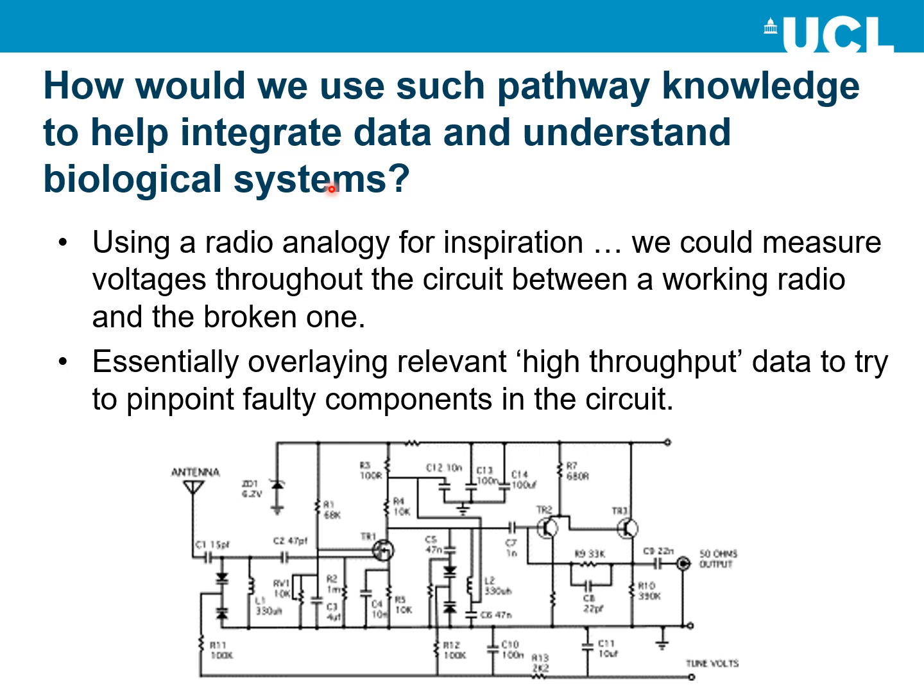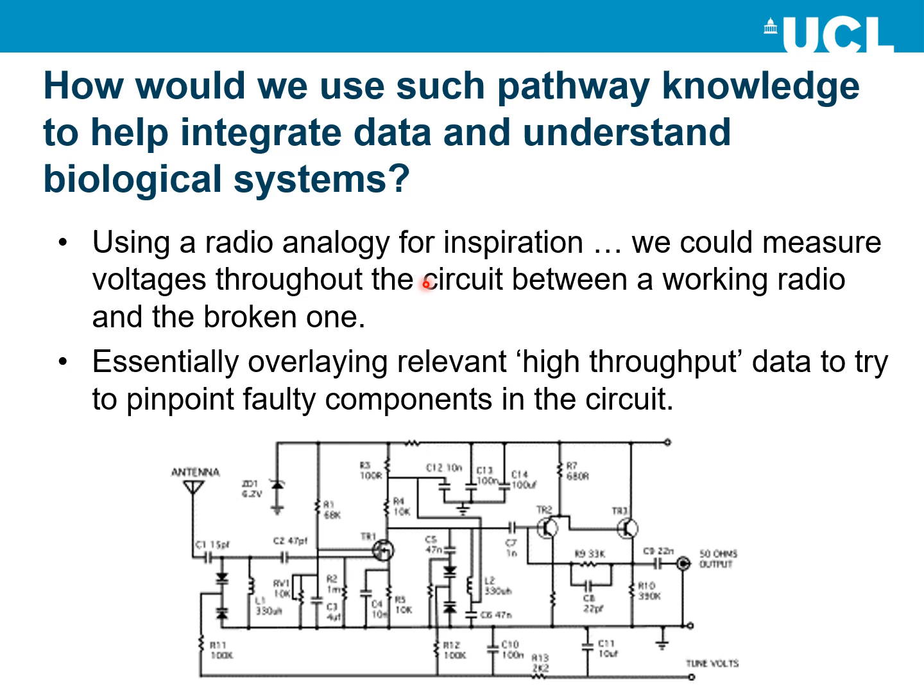So how would we use such pathway knowledge to help integrate omics data and get an understanding of a system and possibly how a biological system has gone wrong? Well, if we use a radio analogy, we have a network diagram, an electronic circuit diagram of all of the components. This is an old transistor radio. You've got resistors, capacitors, and this tells you how all the components are joined together.